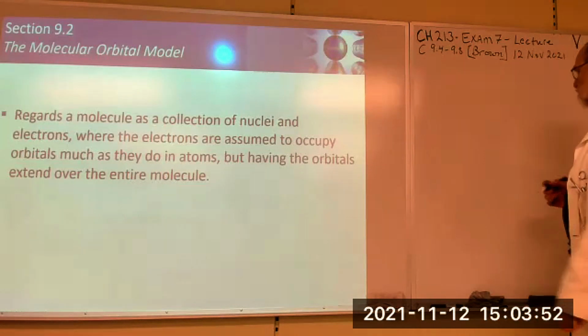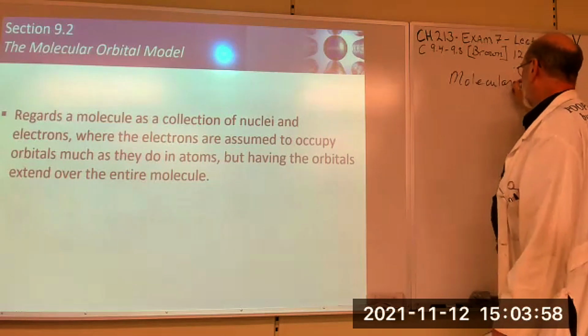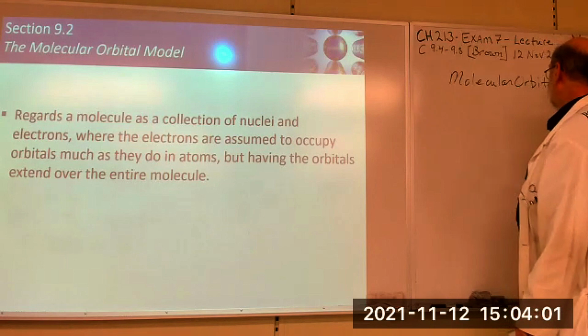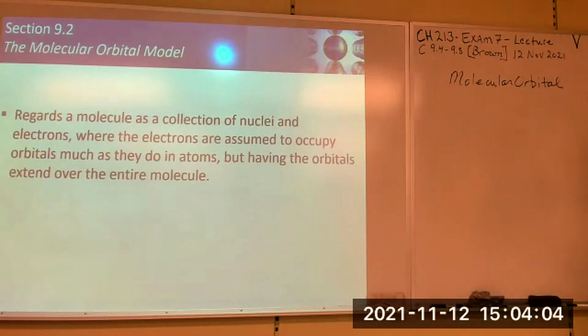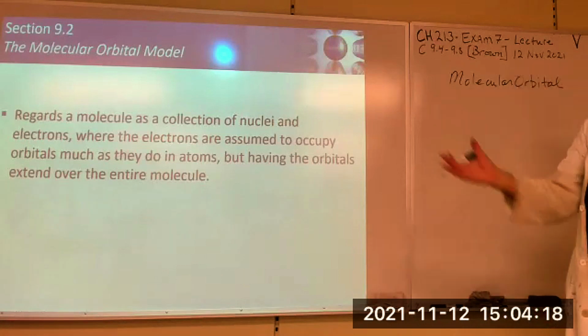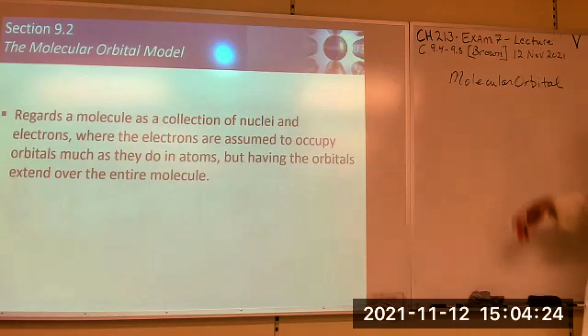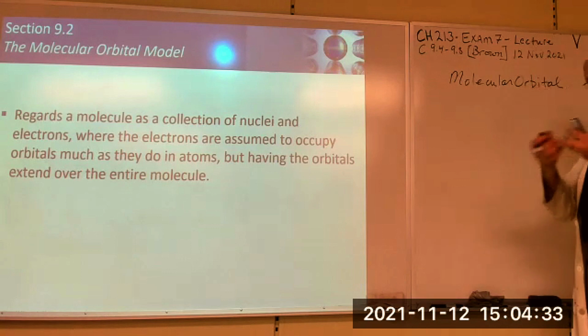So now we're going to introduce a new theory called molecular orbitals. What molecular orbital theory does is it takes all the electrons, the bonding electrons in a molecule, and shares them among every atom. So now they're community property. They don't belong to any one atom. And the orbital structure is based on the whole molecule, not just individual atoms.